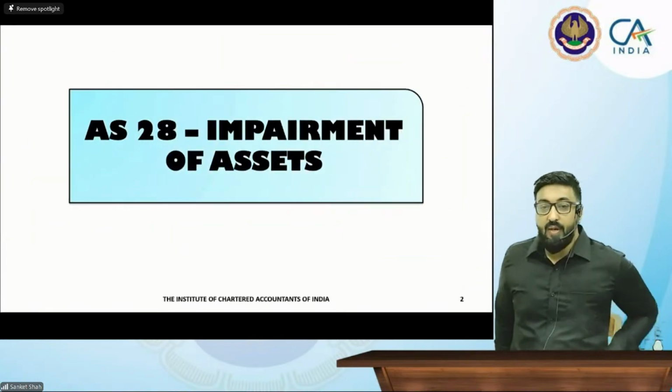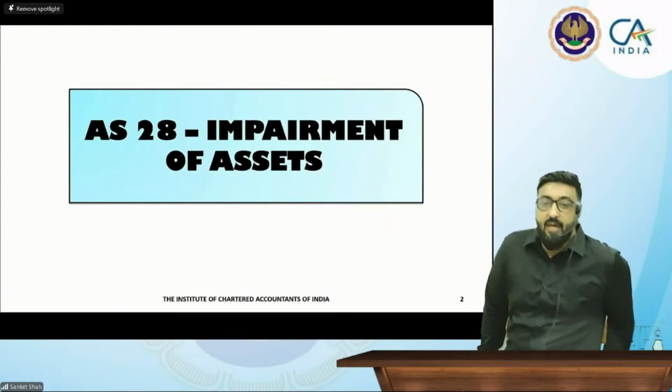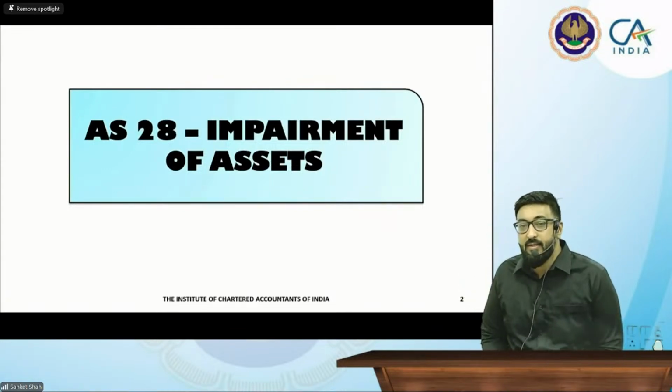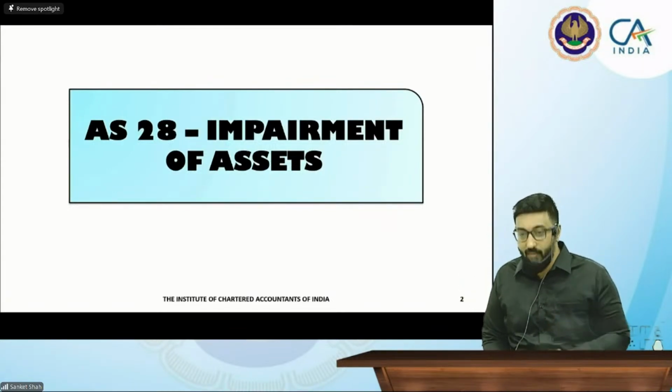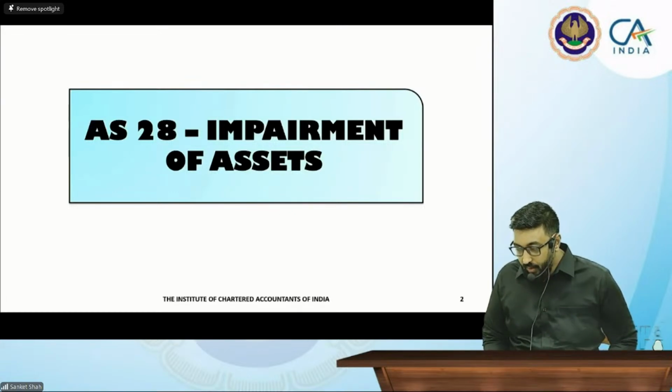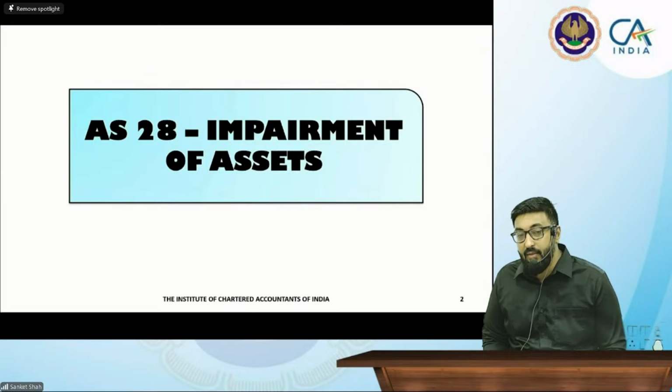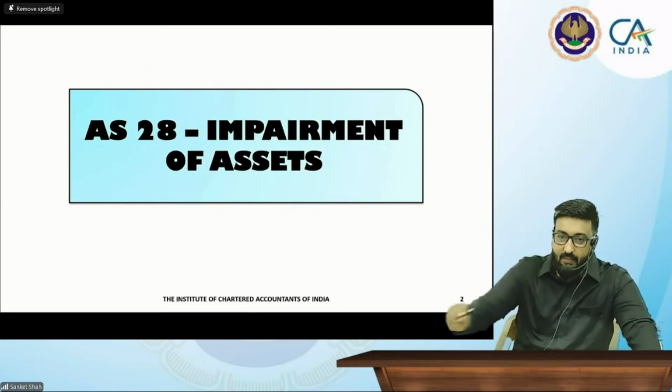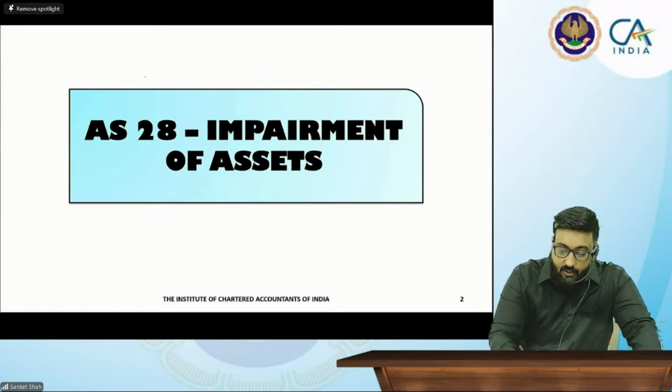So let's start with a fresh accounting standard, AS28, which is impairment of assets. Now, why is there an impairment of an asset? Why are we doing this? Suppose I give you one simple example. Suppose an asset has a cost of 100 rupees.